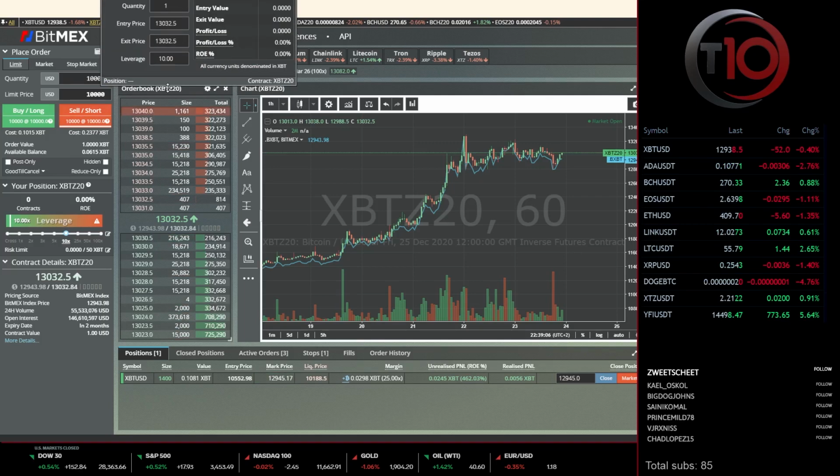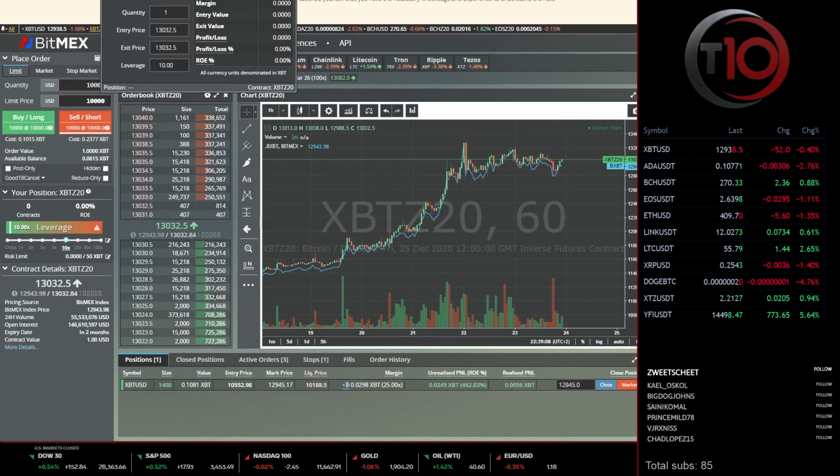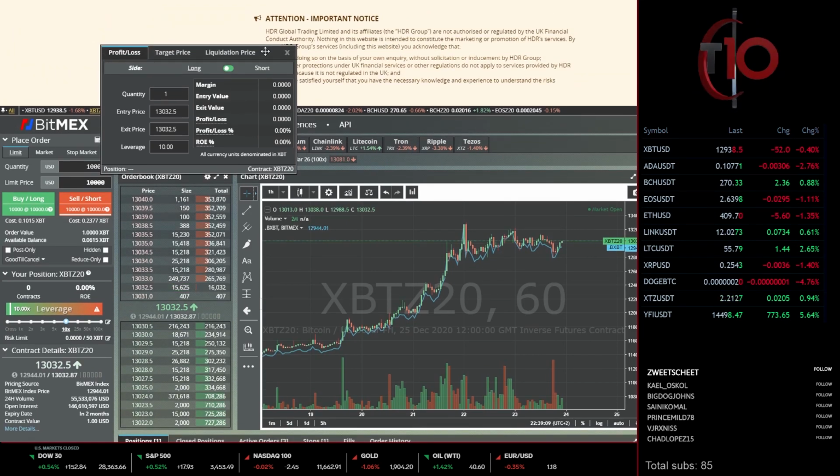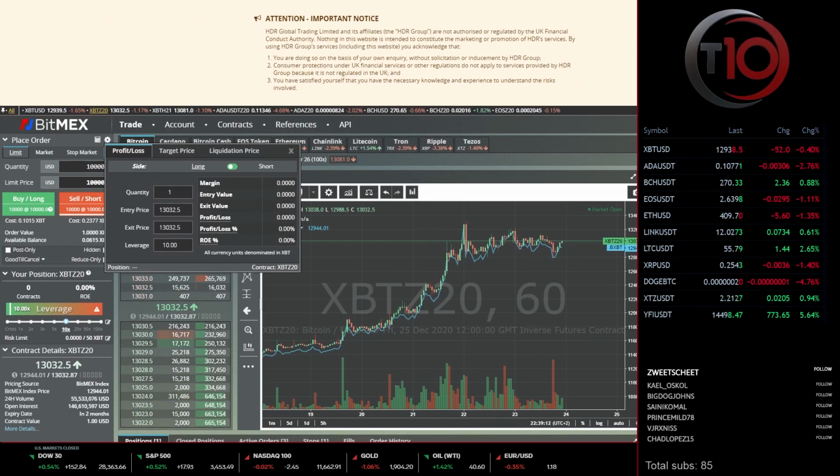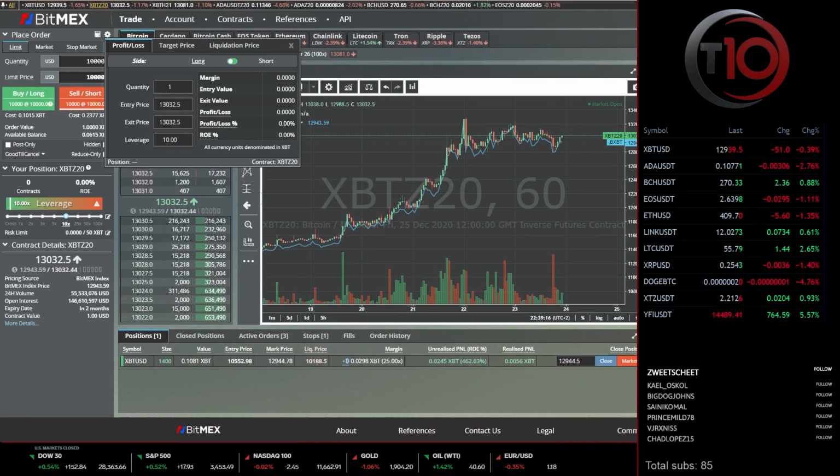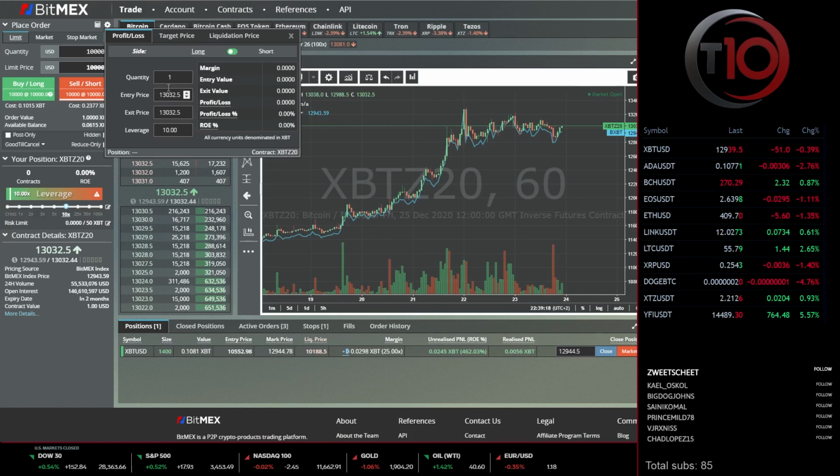So I can show you. Let's see, I need to scroll a little bit. I'll move this down. Okay, so this is a calculator you can use to show your ROE or profits for a simulated trade, and show your liquidation price and so on. I will explain that quickly.